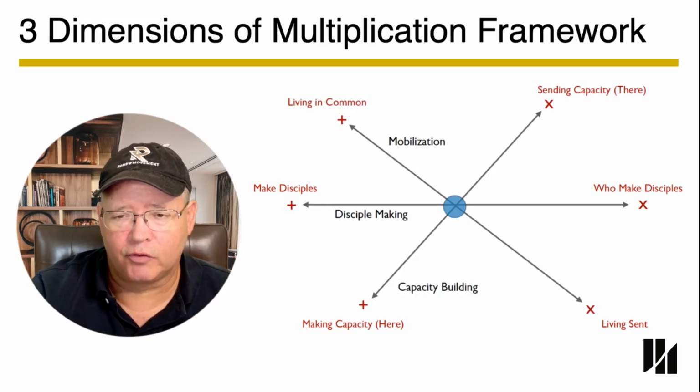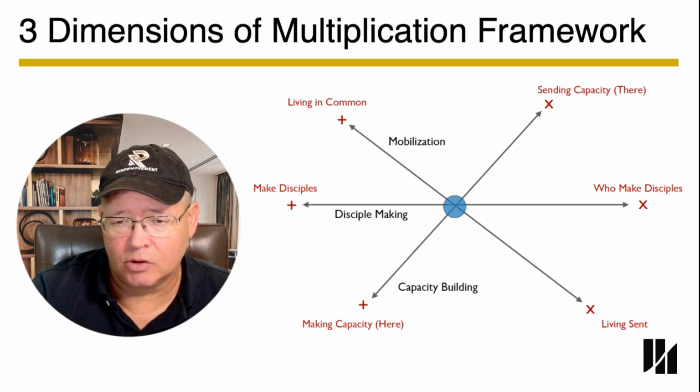We can do those first 2 dimensions, disciple making and mobilization, without the church having to scale things. We can do them on our own if we want to. But Jesus' plan is that it's through the church that we see the 3rd dimension, which is capacity building.